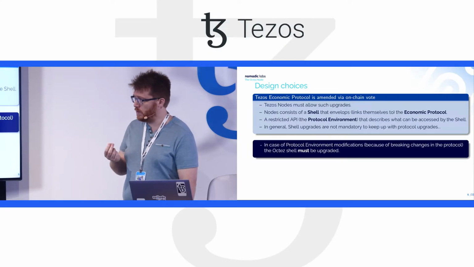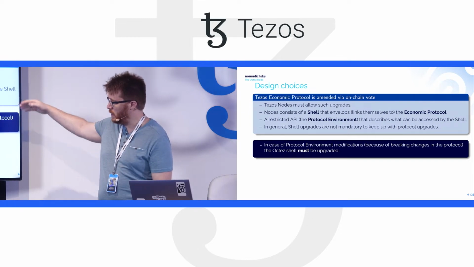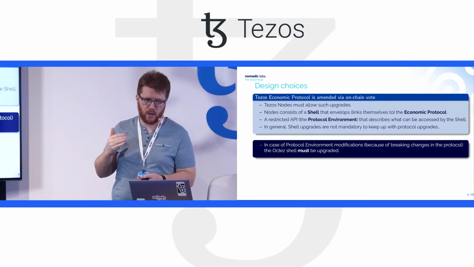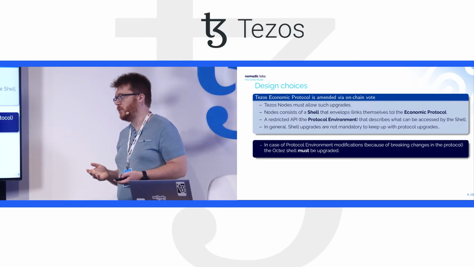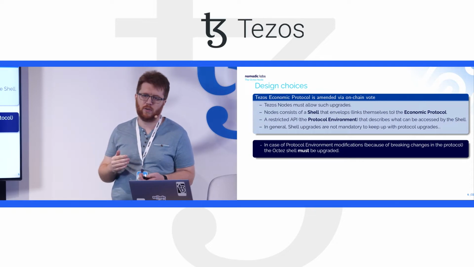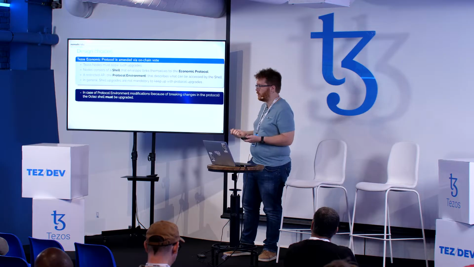We only have to upgrade the shell if the protocol environment, this API that is the interface between the protocol and the shell, has changed. And this can happen if we have breaking changes in the protocol, or if we add new features in the protocol and we want to benefit from them in the shell.